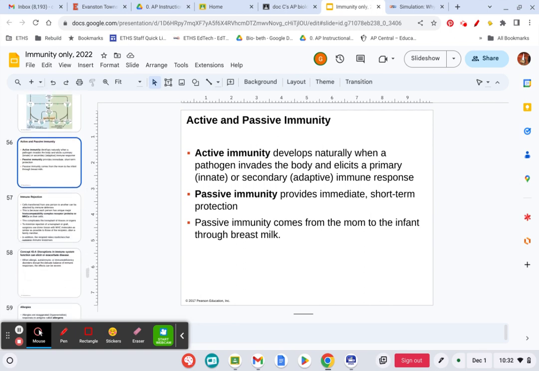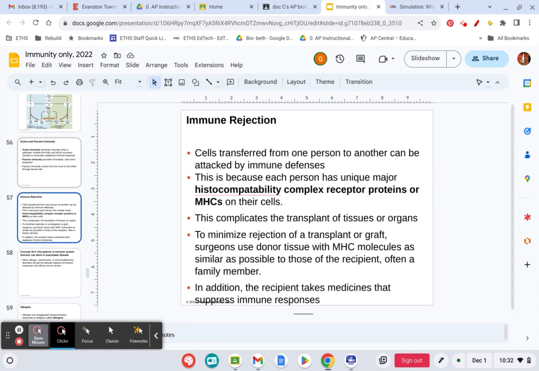Active and passive immunity. Active is something that you develop over the course of your lifetime. Passive is the stuff that you get from mom. So, for example, they often talk about how it's better to use breast milk if you can, because it has certain antibodies in it that you're not going to get from formula. Obviously, that's not always possible, but if you can.